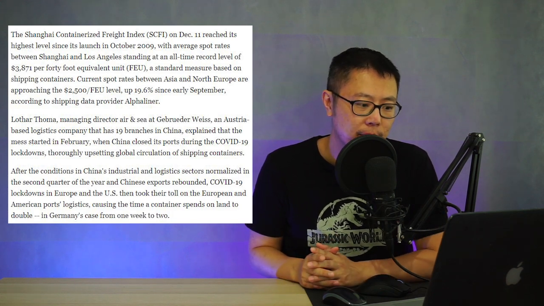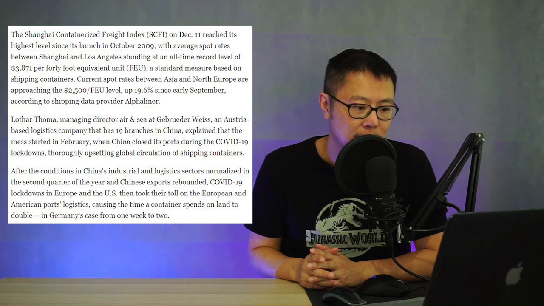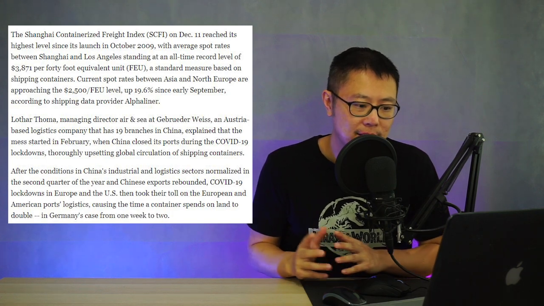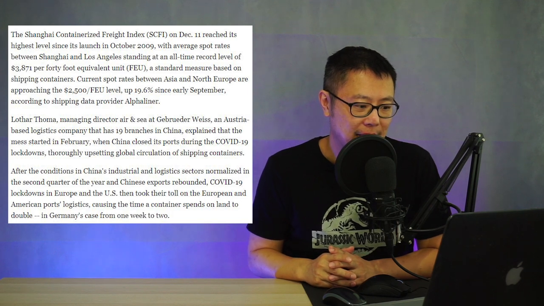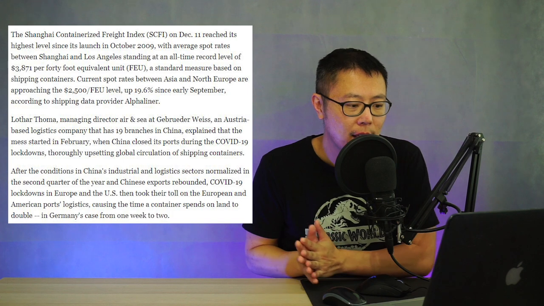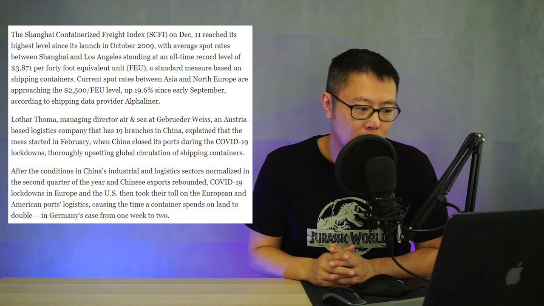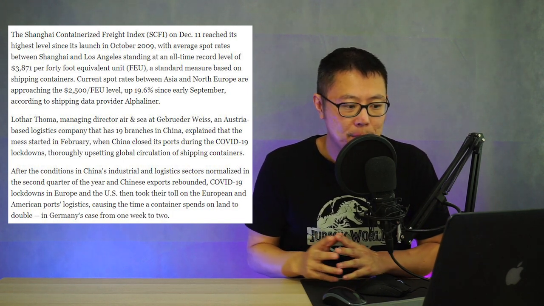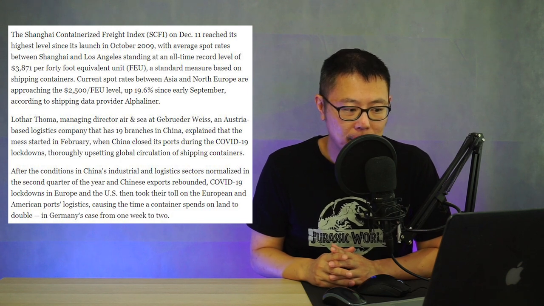Lothar Thoma, Managing Director Air and Sea at Gebruder Weiss, an Austrian-based logistics company that has 19 branches in China, explained that the mess started in February when China closed its ports during the COVID-19 lockdowns, thoroughly upsetting global circulation of shipping containers.